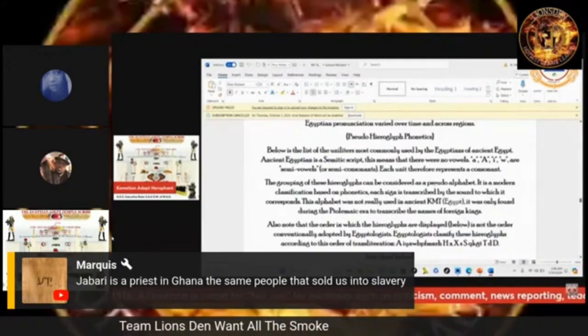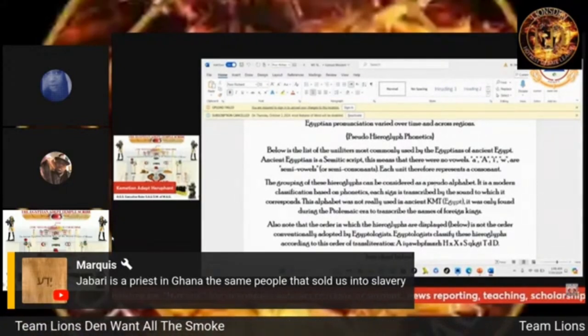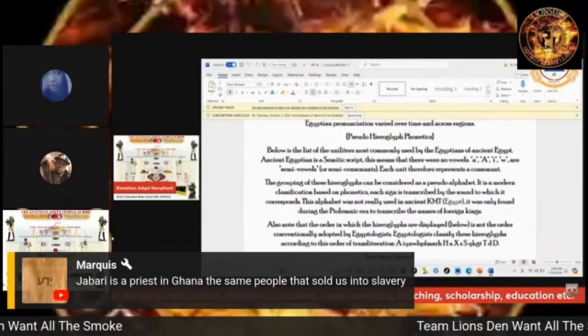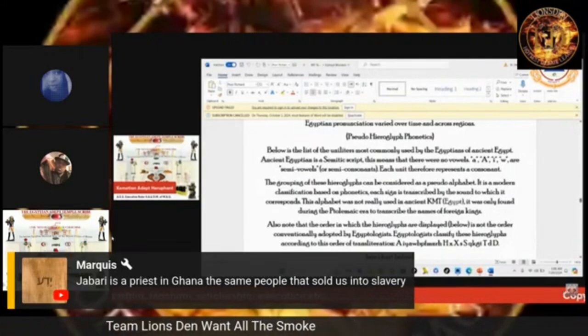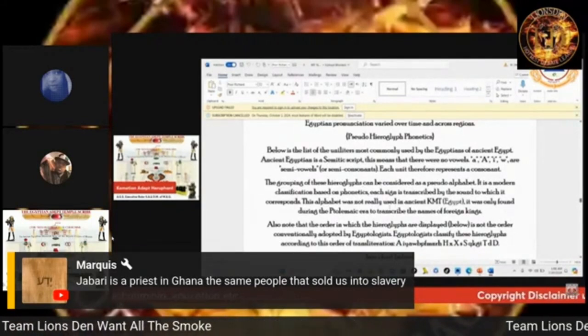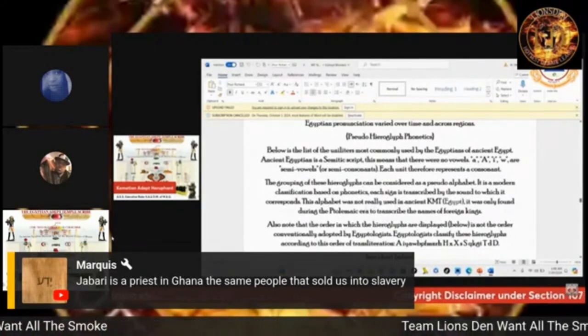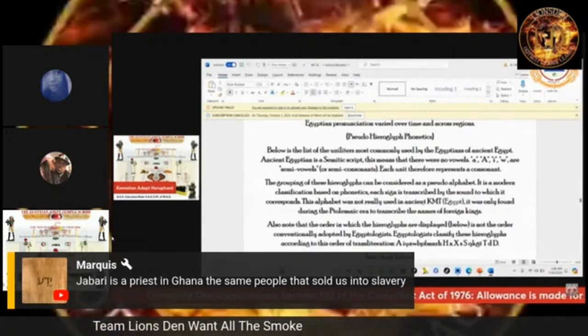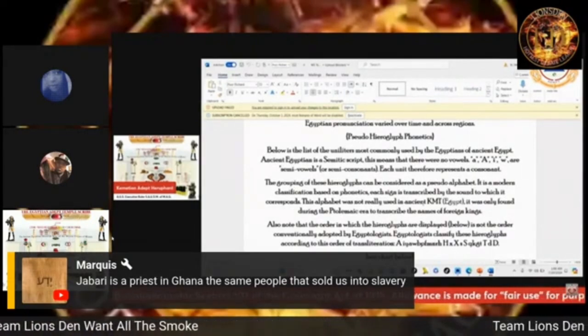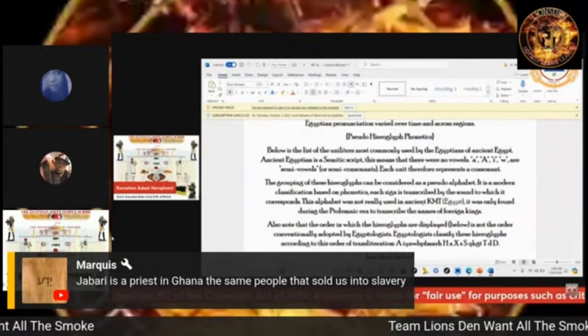They're saying this now. This is a French website that I got this from. I'm just excerpting it in my book. It says it is a modern classification based on phonetics. Each sign is transcribed by the sound to which it corresponds. This alphabet was not really used in ancient Kemet, Egypt. It was not used in ancient Kemet. And that's what I said to him.